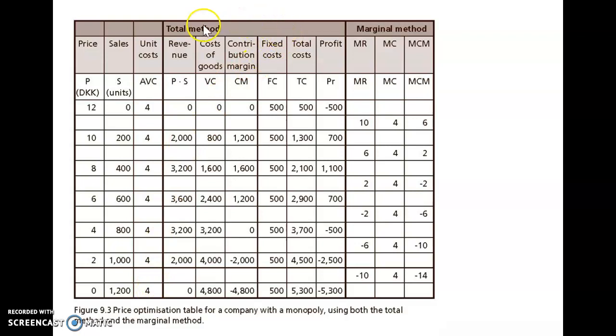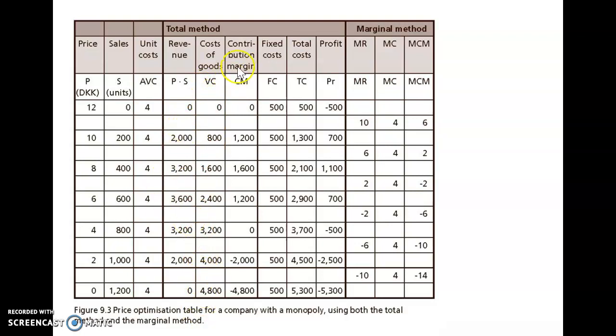Then in the total method, you have it here. We can calculate the revenue. It is the price multiplied by the number of units sold, of course. You can see here this multiplied by this gives you this, and the whole way through. This is your revenue or turnover. And then the cost of goods sold. It is the cost per unit and the number of units sold. It is 200 in this case. So the total variable cost is 800. And you can calculate the whole way through.